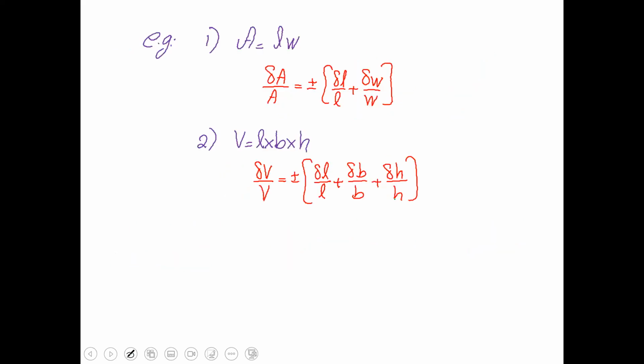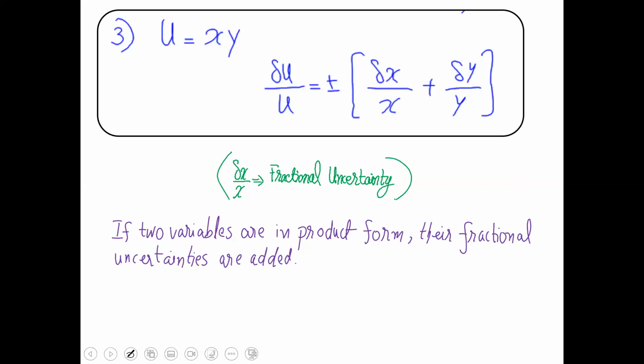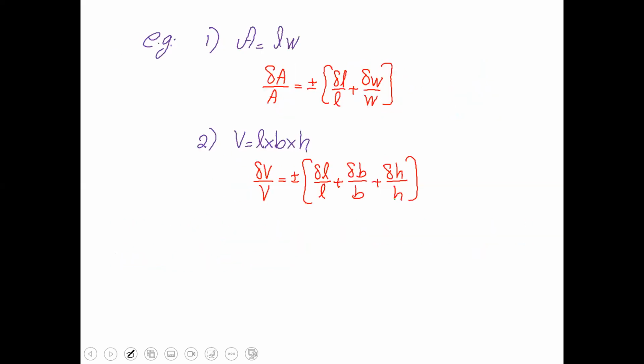Now look at the example of how you will identify them in the paper. For example, area is equal to length into width. So you will write delta A upon A is equal to plus minus delta L upon L plus delta W upon W. The method is very simple. You have to convert every variable into a fraction. The numerator will be the uncertainty and the denominator will be the variable.